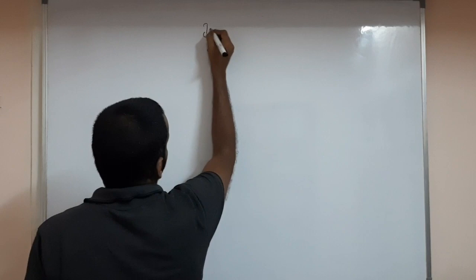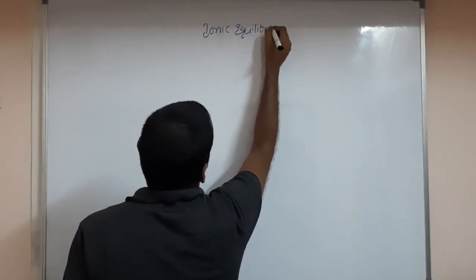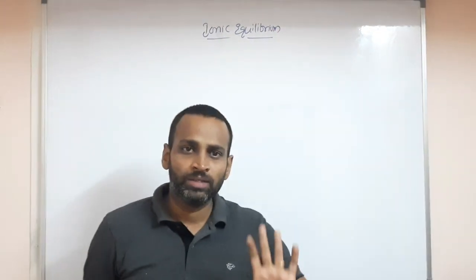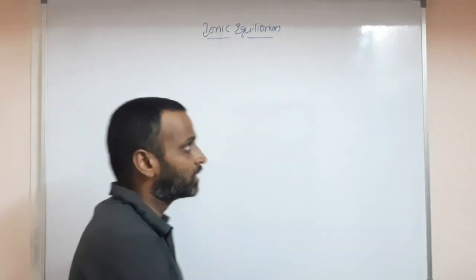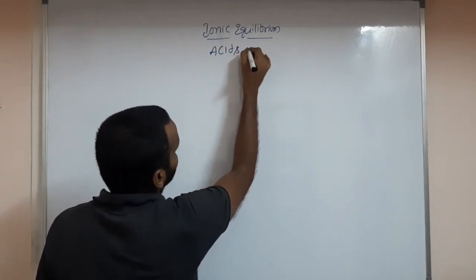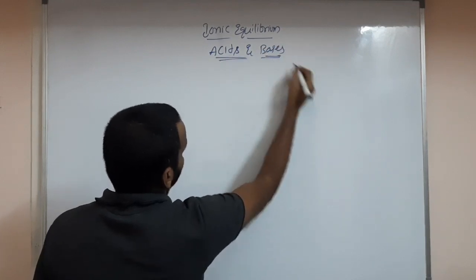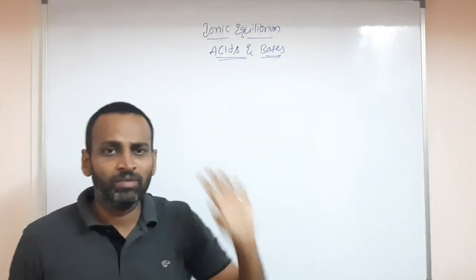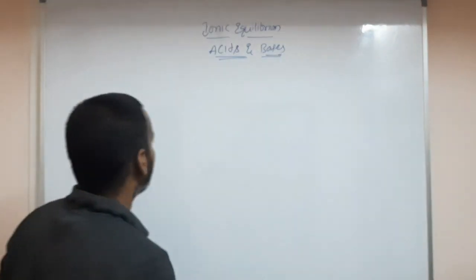Next is ionic equilibrium. Here in ionic equilibrium you first have the acid base theories, because the ionic equilibrium chapter we can also call acids and bases. I'll give you a simple way about acids and bases. Please go through those, very important.